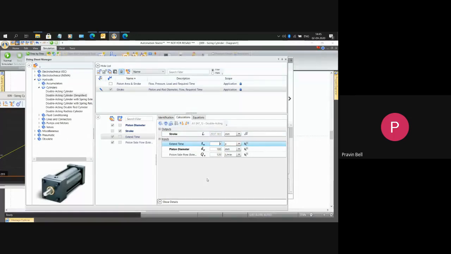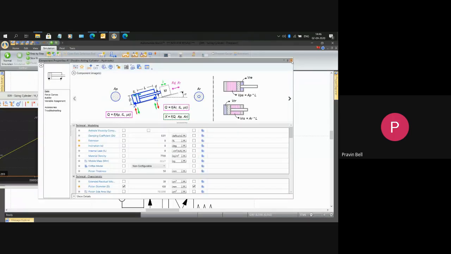What do I know? I know that my flow coming from my pump, that is piston side flow, is 120 liters per minute. I enter that value. Piston diameter is 100 and I want a piston extension time of, let's say, 5 seconds. I enter this value. The moment I enter the value, the software automatically calculates the stroke. I don't have to sit and solve anything. I just entered 5 seconds here and 120 liters per minute. Software automatically calculated that the stroke for this piston extraction will be so and so mm. I say transfer this value to the particular component and I say okay.